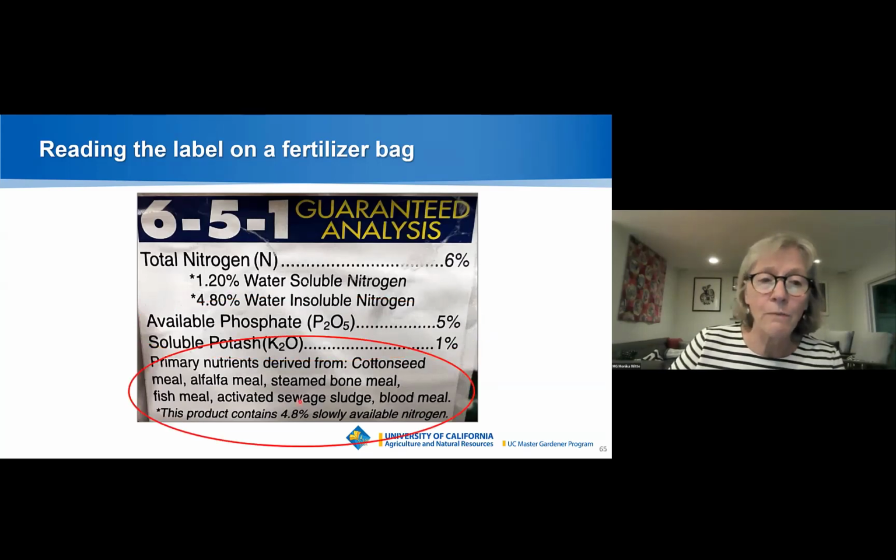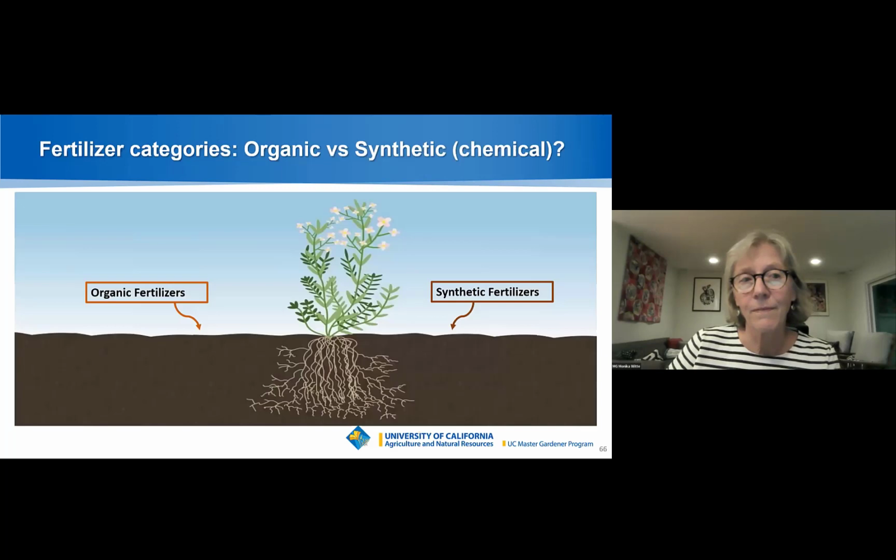Also on the label, you can read what is the source of the ingredients in the fertilizer. In this case, the nutrients are derived from cottonseed meal, alfalfa meal, steamed bone meal, etc. So another important item on the label is the source of the ingredient, and that's important to pay attention to. When you're buying fertilizer, you're going to have to make some decisions, and we'll talk about those here.